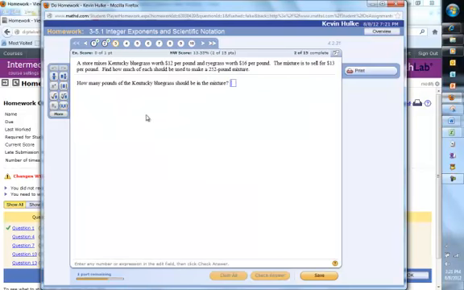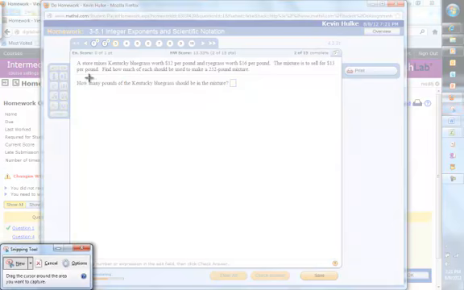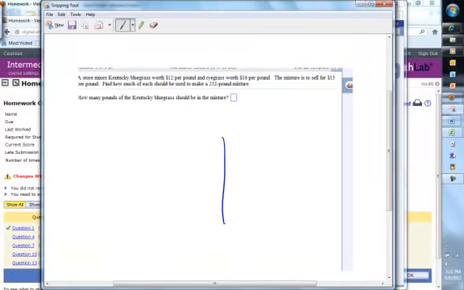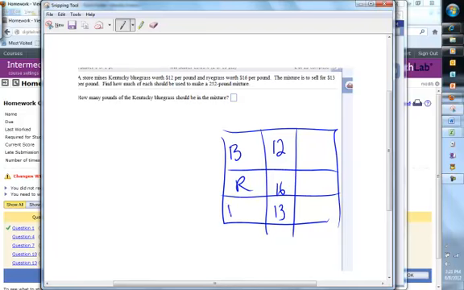Question 3. Another one of those word type problems. Okay, a 3x3 matrix, or grid, I should say. $12 a pound for bluegrass. Ryegrass is $16 a pound. The total, B plus R, 252 pounds, costs $13. So this is 12B, this is 16R, and 252.